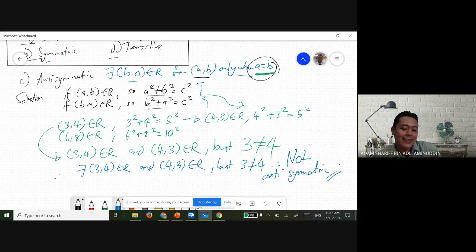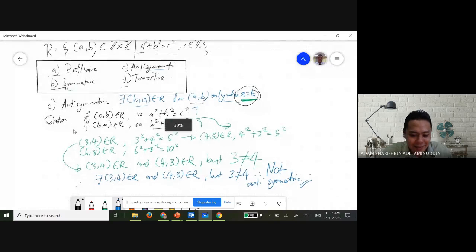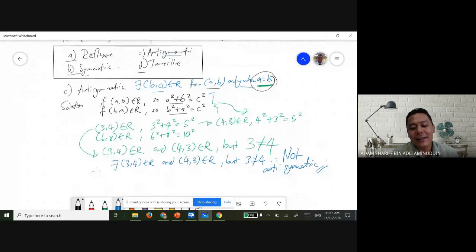Sekian, terima kasih. So, saya dah bukan kebetulan lah. Symmetric kita dah tahu symmetric, anti-symmetric kita dah tahu not anti-symmetric. So, task kepada kamu ialah try to think, is it reflexive or not? Is it transitive or not?